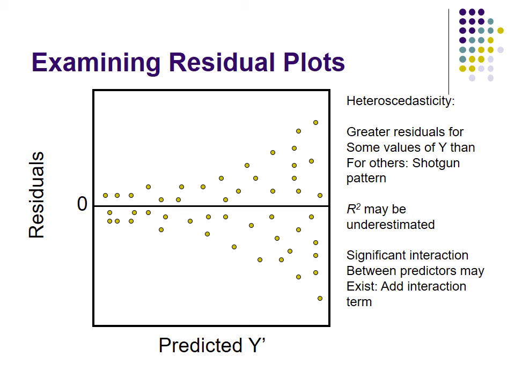We could find heteroscedasticity in our residual plot, greater residuals at some values of y than others, generally a shotgun pattern. Again, our effect size may be underestimated, may be overestimated, but generally underestimated. And mainly what we're saying here is there actually is something important going on, it's just we're currently not catching it. Usually what this is going to represent is that we have an interaction that we should have been measuring.